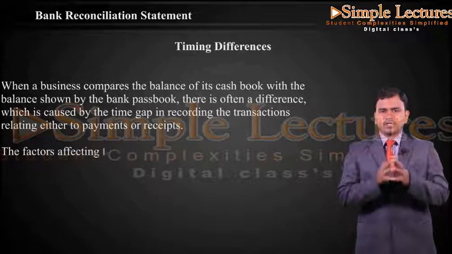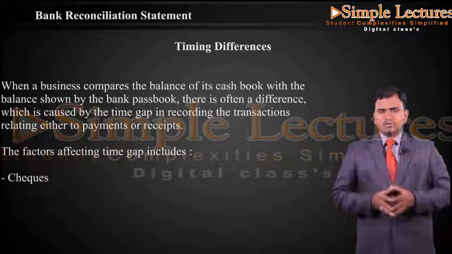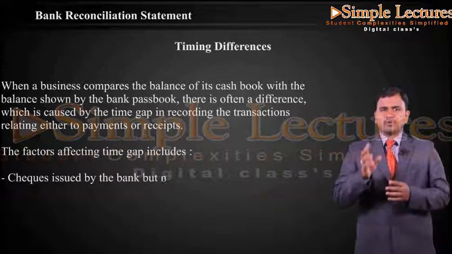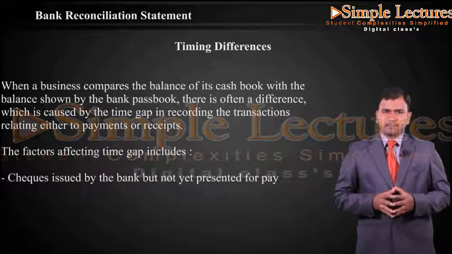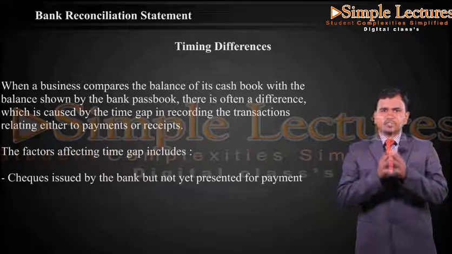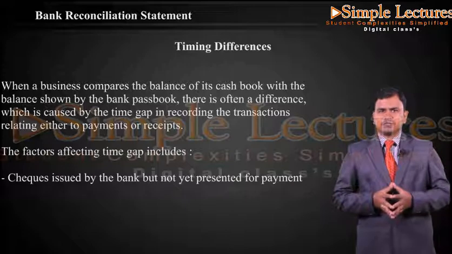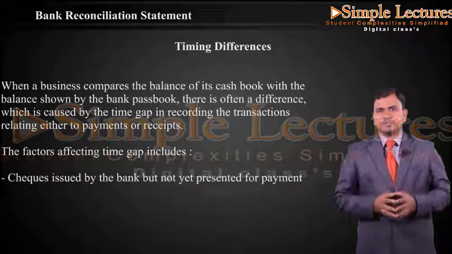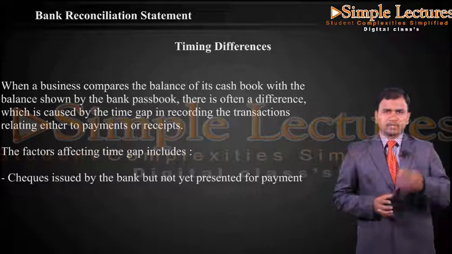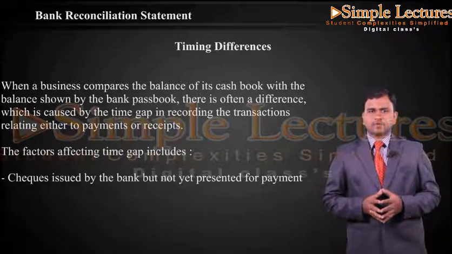The factor affecting time gap includes checks issued by the bank but not yet presented for payment. So, here the check is issued by the bank but it is not presented for the payment. So, this might be the reason for the difference between cash book and bank book. And let us see the following differences that we have.